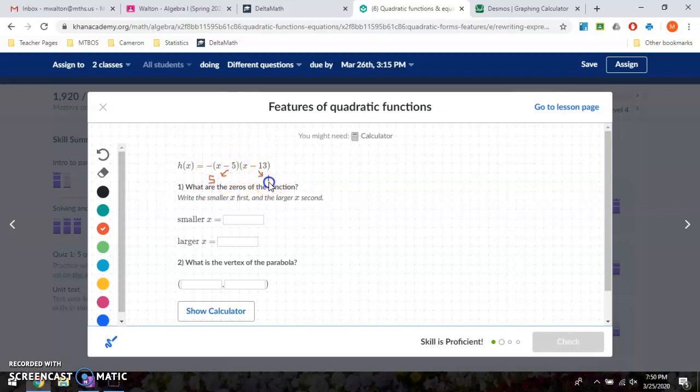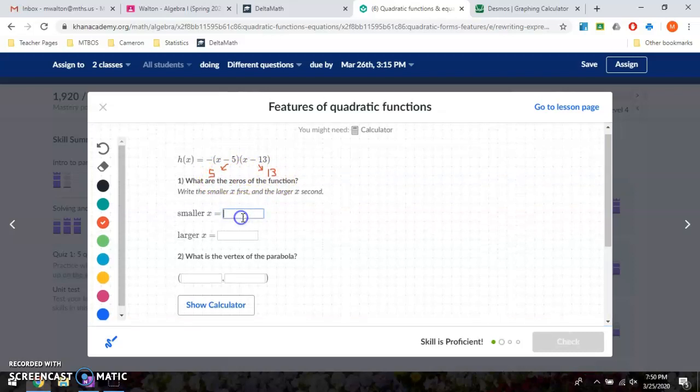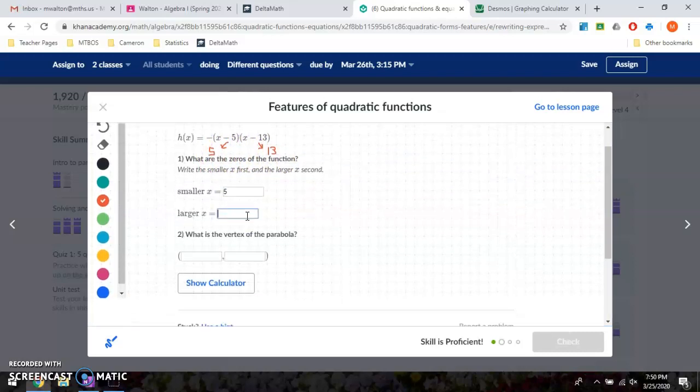And then x minus 13, that means that my next one is positive 13. So my two zeros, my two x-intercepts, I have a 5 and I have a 13. Awesome. Now, here's something else that we need to figure out. We also need to figure out the vertex.